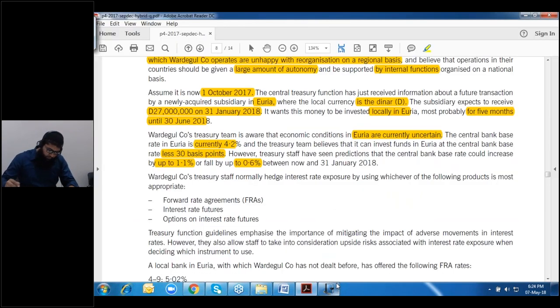Next, the treasury staff normally hedge interest rate exposure by using whichever of the following products is most appropriate: FRAs, interest rate futures, options, and interest rate futures.